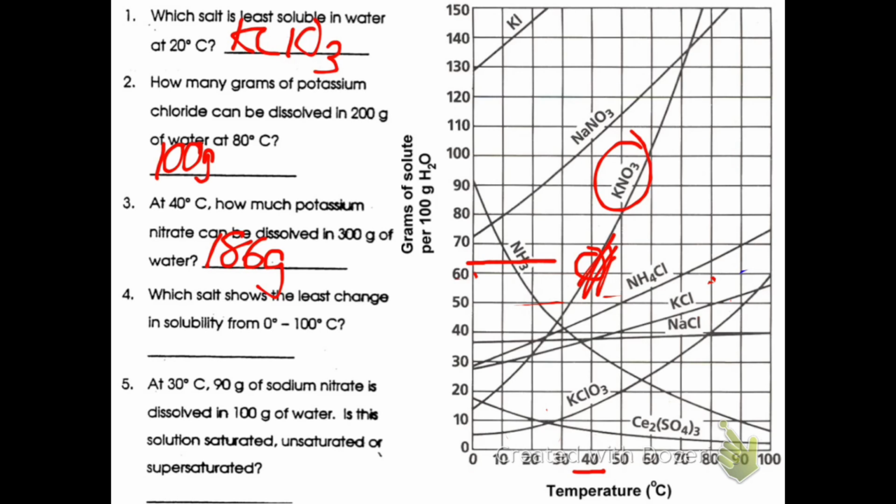Let's get this stuff out of the way then. Which salt shows the least change in solubility from 0 to 100? I'm going to look at the line that stays the flattest. And what do we call how flat or steep a line is in math? Slope. So we're looking for the line with the least slope, or the least change. It can't be the potassium nitrate that we just looked at, because that thing's nuts. I've got some shallow ones, and I'm thinking this one. So our sodium chloride has the least change because it's the flattest line.